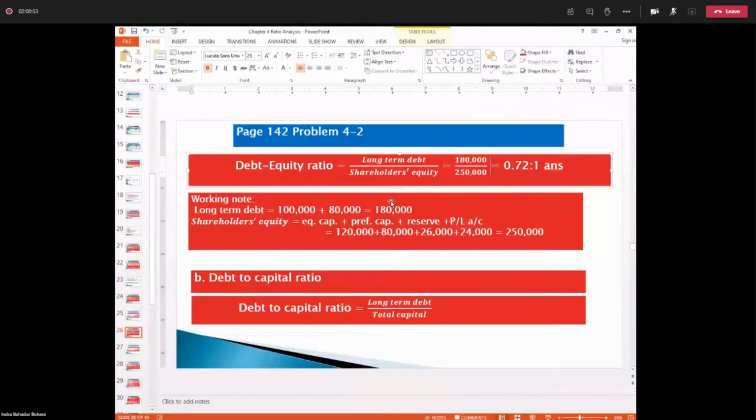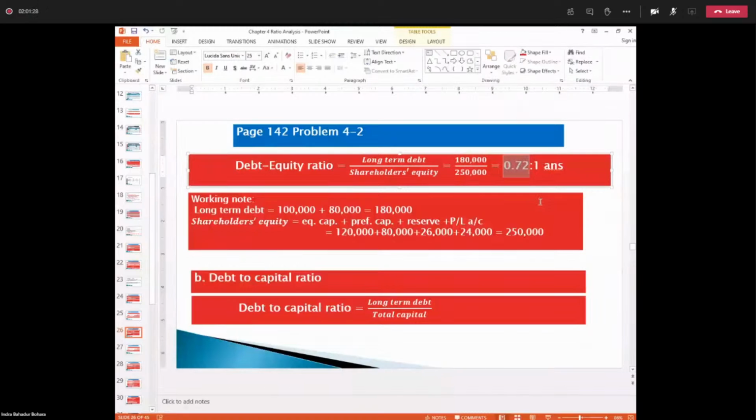This is the 1,80,000 rupees long-term loan that can be paid by 2,50,000 shareholders equity. So it is sufficient. The company's leverage position is good, but it's not the best, because a huge amount of long-term loan is used in capital formation. And 72% long-term loan is too high for the company. In case of failure in the business, the 72% long-term loan cannot be paid.